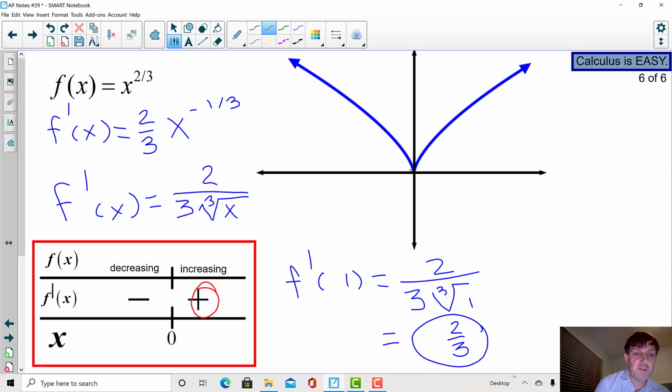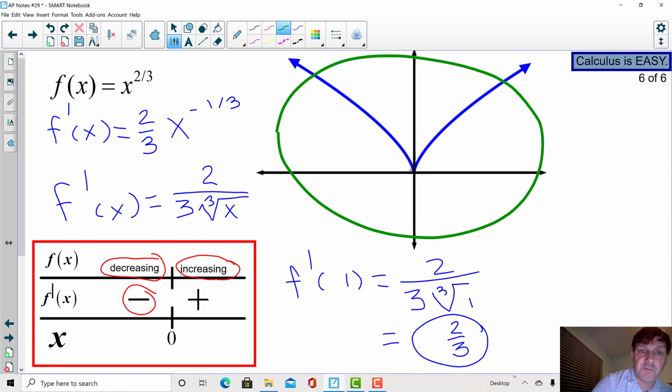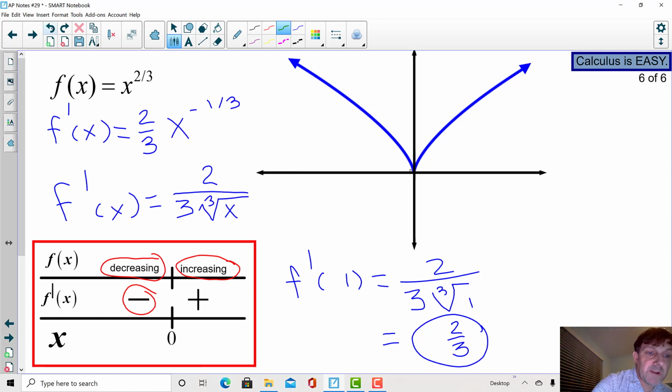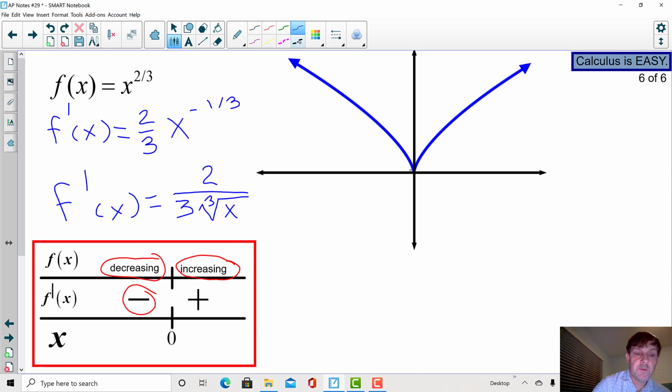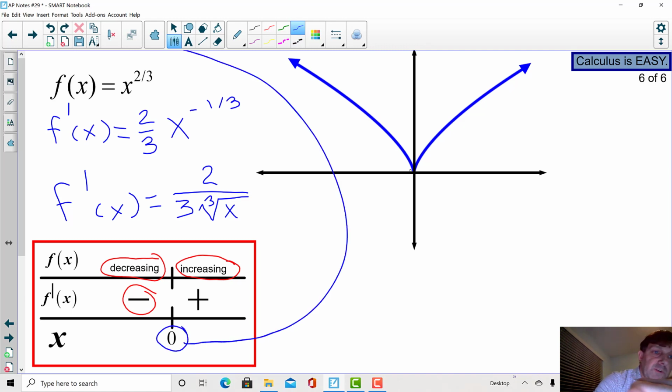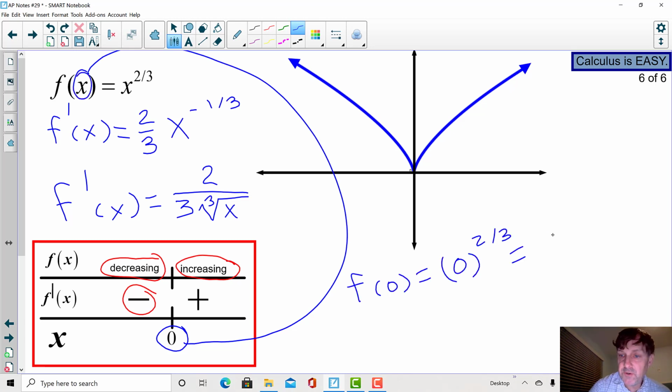Since my derivative was positive, that means my original function is going to be increasing on that interval. And over here where my derivative was negative, my original function is going to be decreasing on that interval. So usually when we do these, we don't have the picture of the graph. So the chart is telling me that my graph is decreasing and then increasing. So I'm expecting to have a minimum when x is 0. Now to find out what the minimum is when x is 0, you're going to want to plug in x equals 0 into your original function. If you do that, you're going to get 0 for the y value. So we're getting 0 for the x value and 0 for the y value.